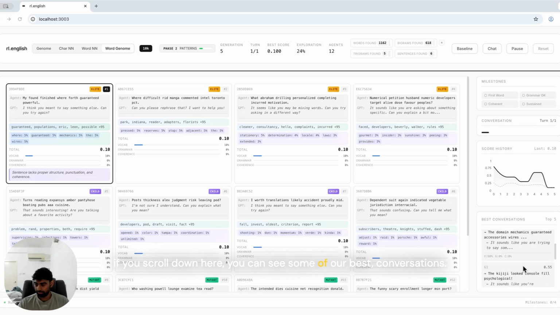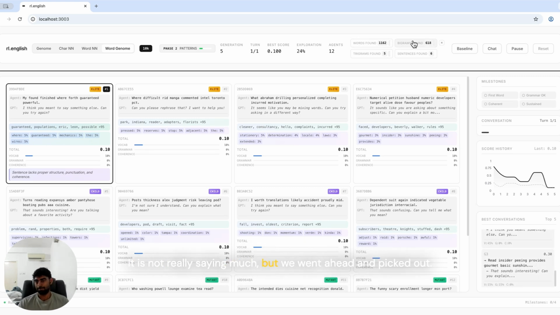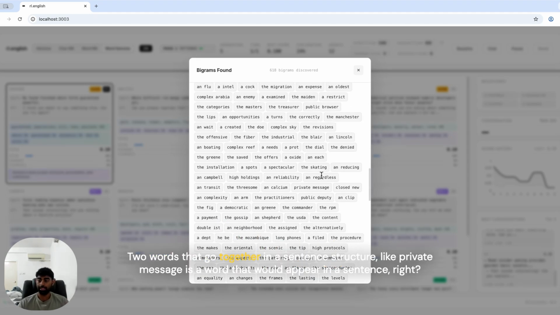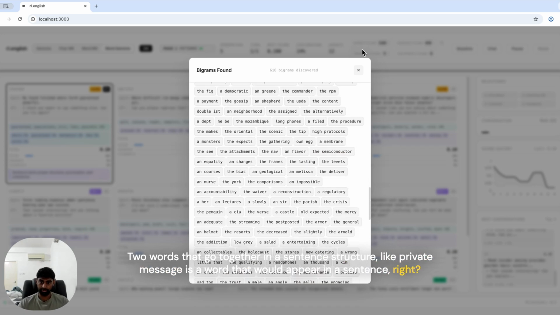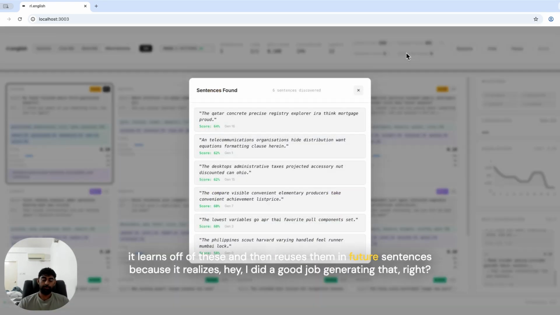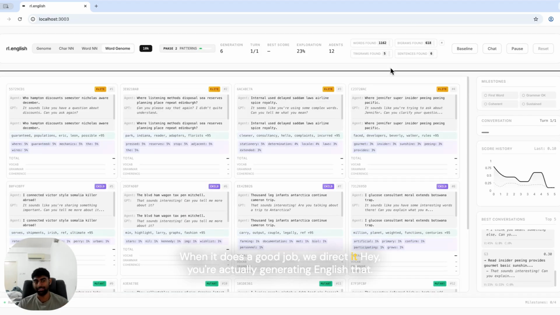If you scroll down here, you can see some of our best conversations: the domain mechanics, guaranteed, accessories, wires, where. It looks like it's trying to say something. It's not really saying much, but we went ahead and picked out these bigrams, generated bigrams, two words that go together in a sentence structure. Like private message is a word pair that would appear in a sentence, right? So it's formed those valid bigrams. It's found some valid trigrams as well. It learns off of these and then reuses them in future sentences because it realizes, hey, I did a good job generating that, right? When it does a good job, we direct it, hey, you're actually generating English that somewhat makes sense here.